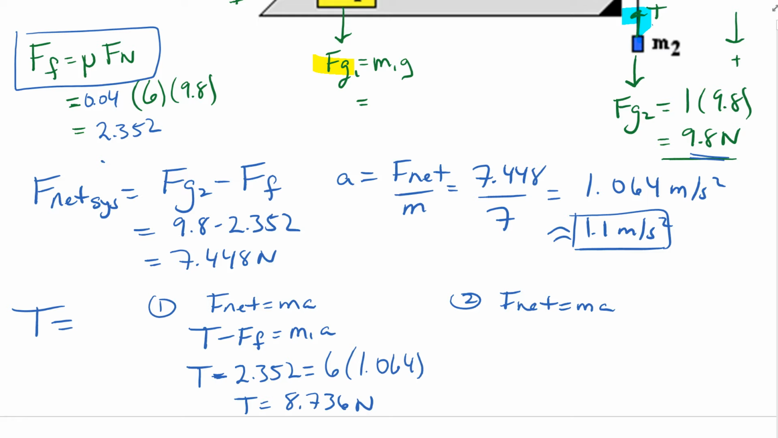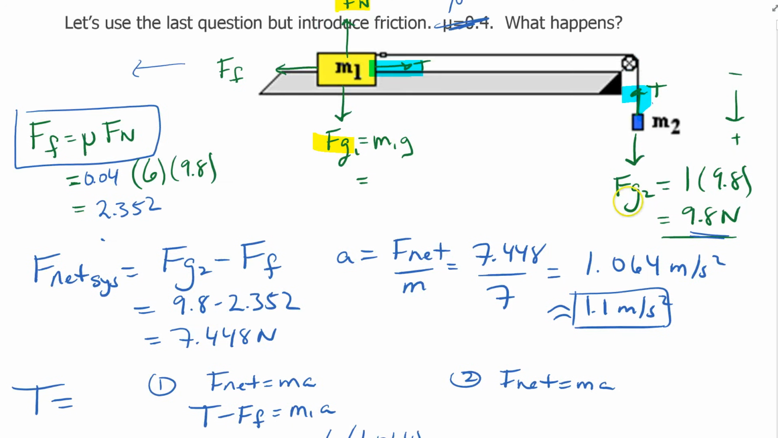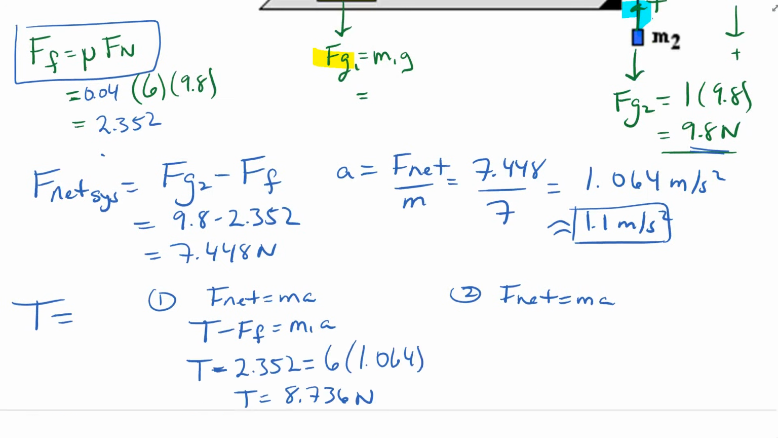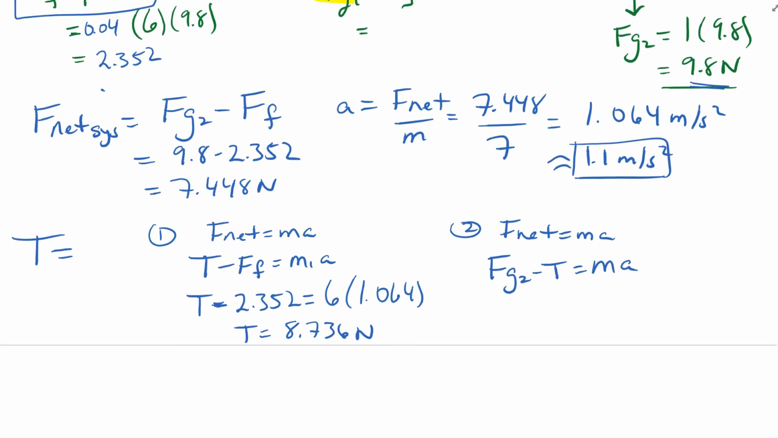When I look at object number 2, and I do an F net equals ma statement for that one, for object number 2, I have force of gravity number 2, which is going in the positive direction, minus tension in the negative direction is going to be equal to mass times acceleration. The mass of that object is just 1, so I get 1.064 for m times a, and here I'm going to get 9.8 minus the tension force. So my tension force is the same. It's a good check because I get the same answer.